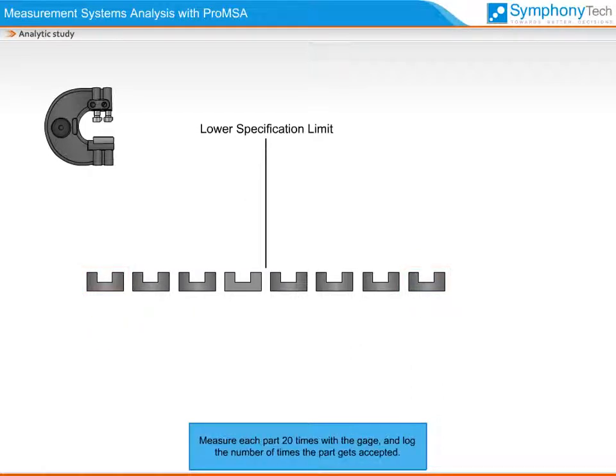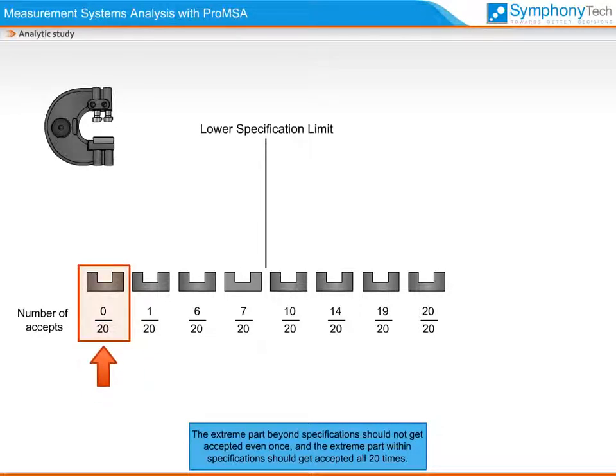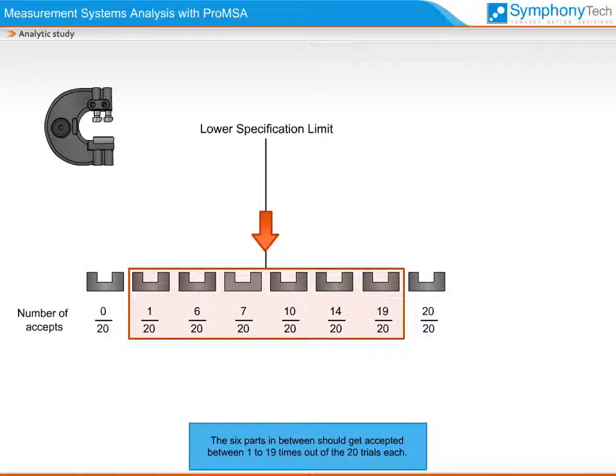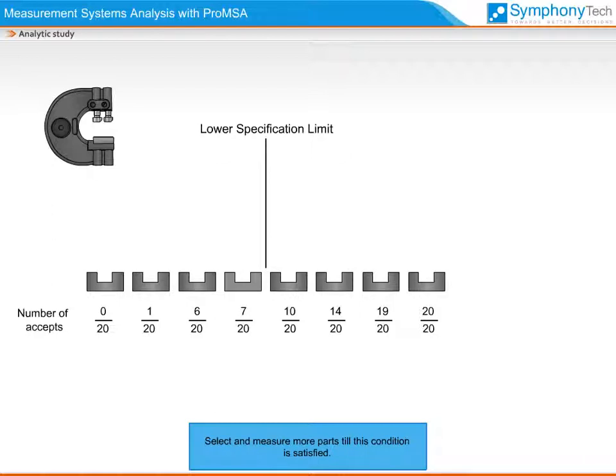Measure each part 20 times with the gauge and log the number of times the part gets accepted. The extreme part beyond specifications should not get accepted even once, and the extreme part within specifications should get accepted all 20 times. The 6 parts in between should get accepted between 1 to 19 times out of the 20 trials. Select and measure more parts till this condition is satisfied.